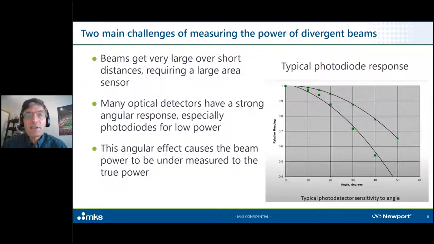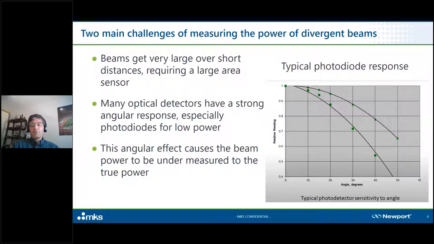So the two main challenges of measuring the power of divergent beams is, well, they're divergent, so the beams get very large over short distances, and so they require a large area sensor. That's one challenge. It's simply getting a large enough sensor. The other challenge is, if we could get a large enough sensor, the sensor would have a strong angular response. And this is particularly true for photodiodes for low power measurements.